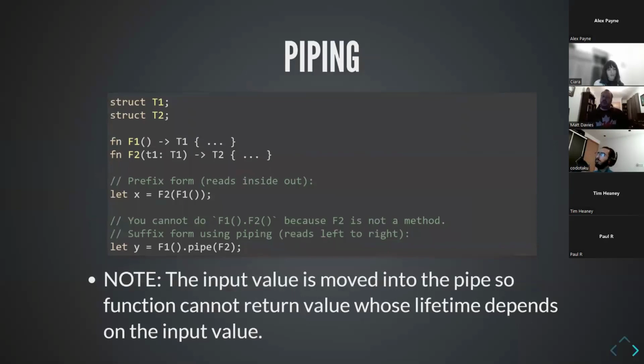So tap allows you to use this pipe method, which you can use to use a suffix form of function calling. So you can read it from left to right. So f2 of f1 becomes f1 dot pipe f2. Of course, f2 has to have a single argument of the type that f1 returns for it to work. It's all type safe. But because the input value is moved into the pipe, you cannot return a value whose lifetime depends on the input value. So there's a little bit of constraint there.